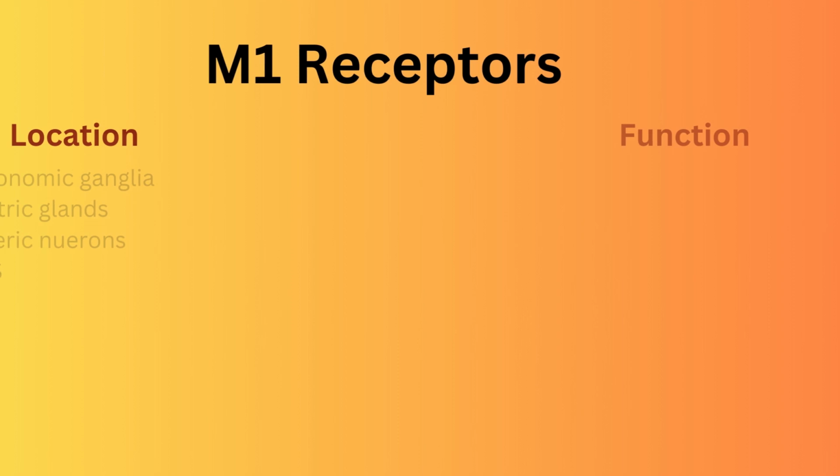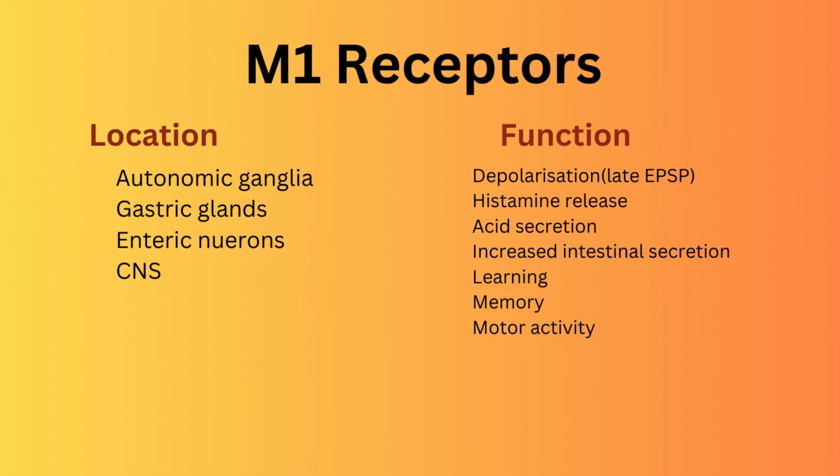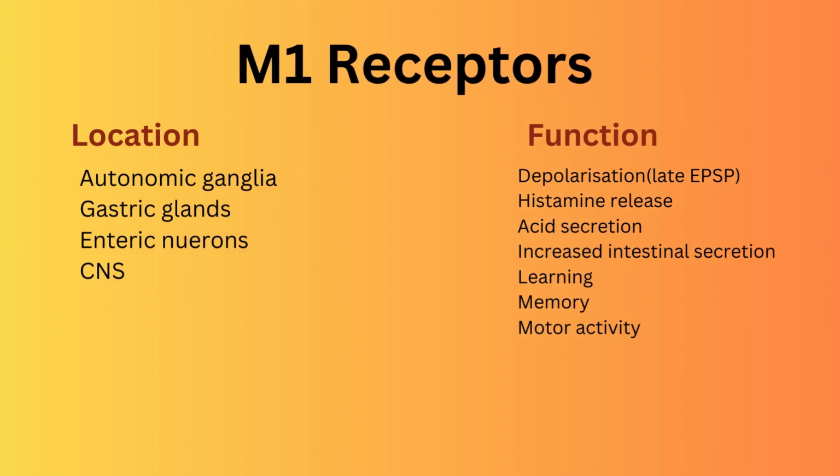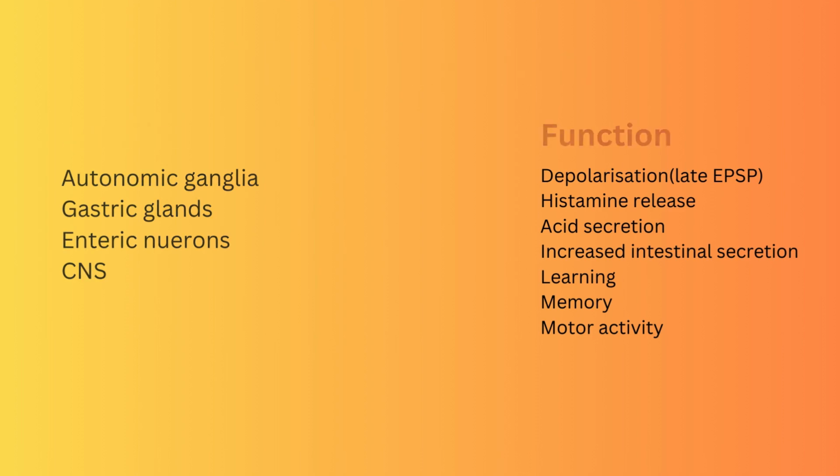So let's dive into M1 receptors. M1 receptors are located in autonomic ganglia, gastric glands, enteric neurons, and CNS. When acetylcholine interacts with M1 receptors in autonomic ganglia, it causes depolarization of the same. It produces histamine release and increases acid secretion in gastric glands, increases intestinal secretion in enteric neurons, and helps in learning, memory, and motor activity by acting on CNS.